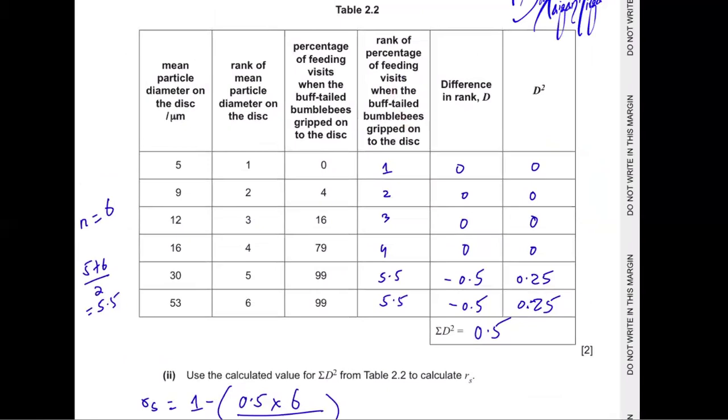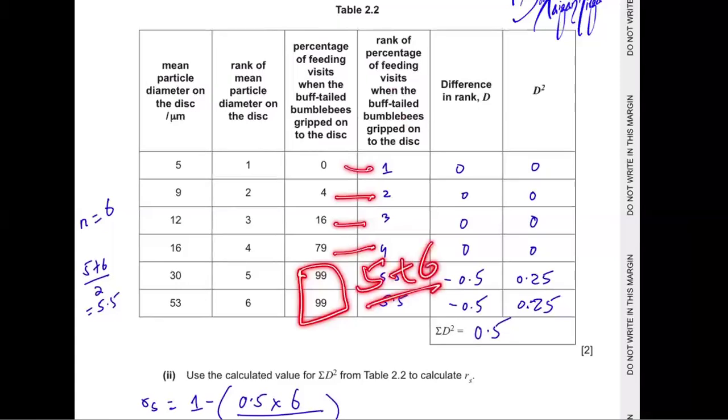For instance, if this was ranked with the smallest value being 1, then the larger being 2, and then 3, and then 4, and then 5, and then 6. So again, we will rank these in the same order. So this will be 1, this will be 2, this will be 3, this will be 4. Then both are the same, so they will be 5 plus 6 divided by 2. They will give you 5.5 each.